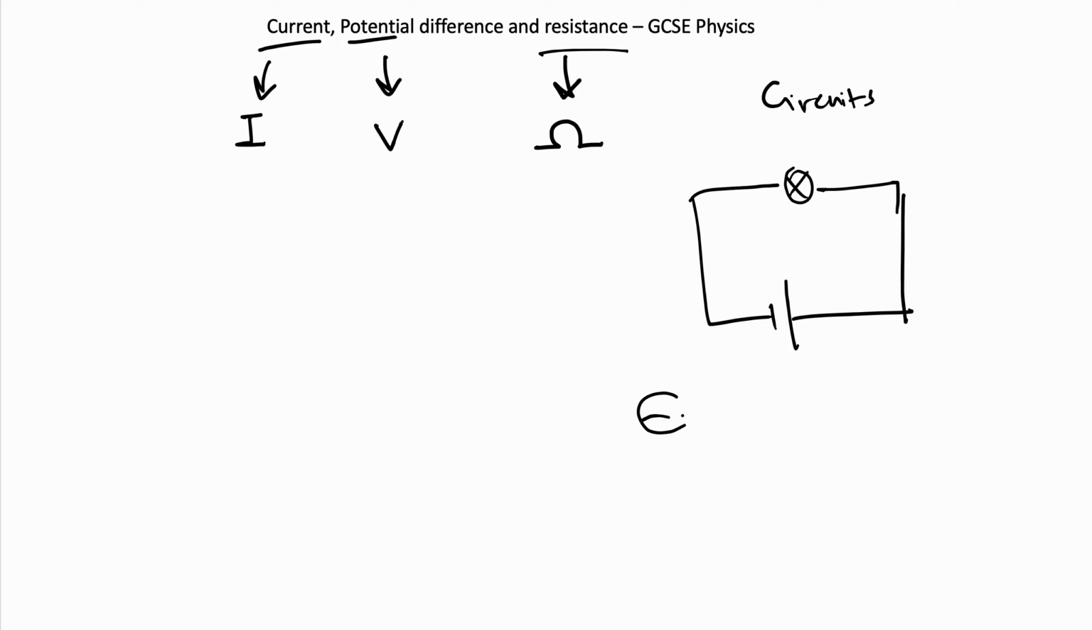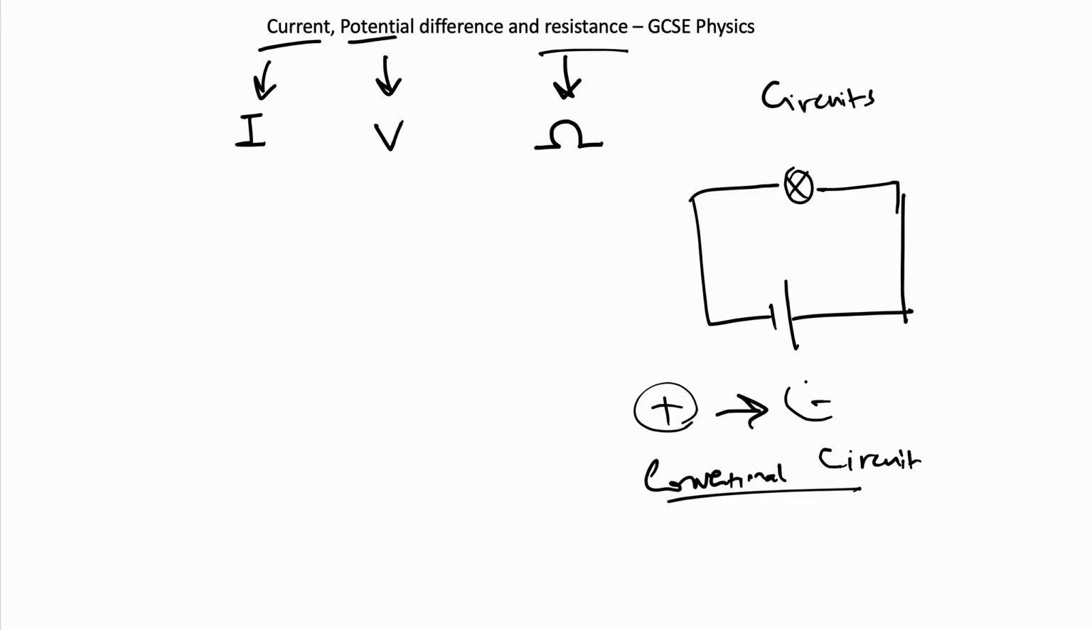Remember, electrons flow from the negative to the positive, but we currently use something called the conventional circuit. This circuit was developed before it was discovered that electrons flow from negative to positive. So our conventional circuit is actually positive to negative.